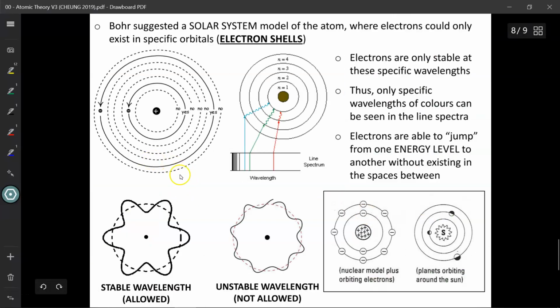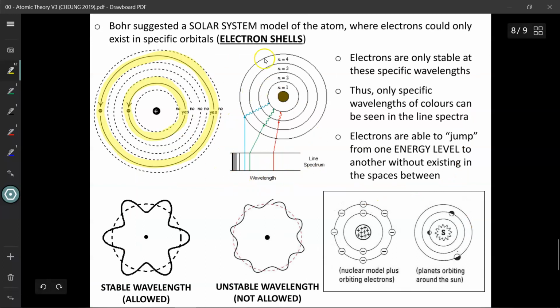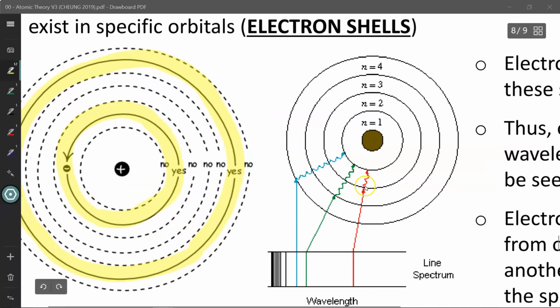To explain this phenomenon, Niels Bohr suggested that electrons could only exist in specific, stable orbitals. They could not exist anywhere else. If an electron in a high energy orbital with lower stability falls down to a lower energy level with higher stability, it will release energy, some of which will be in the visible light spectrum. So if we look at this diagram, if an electron drops from the second shell to the first shell, it releases energy in the red wavelength.